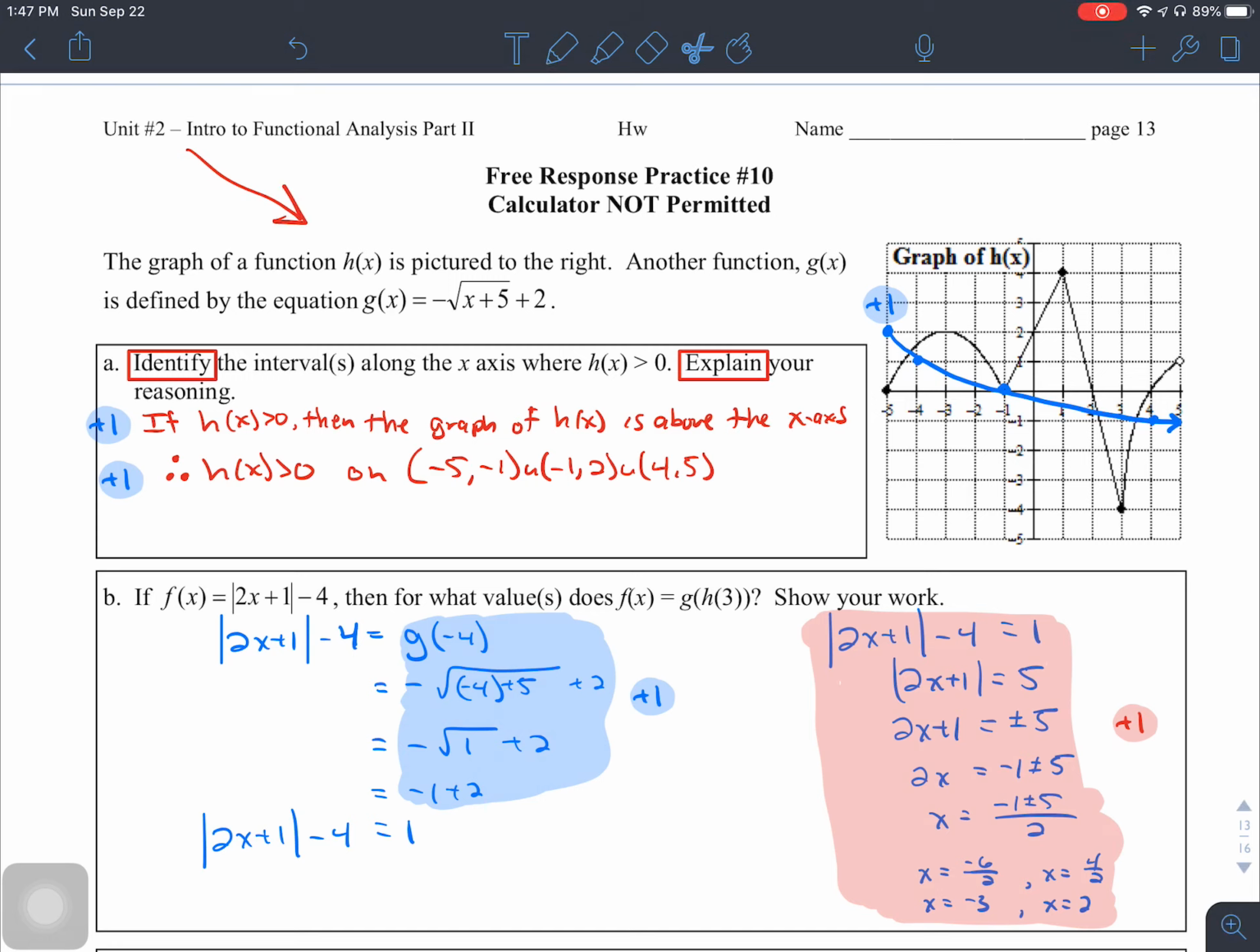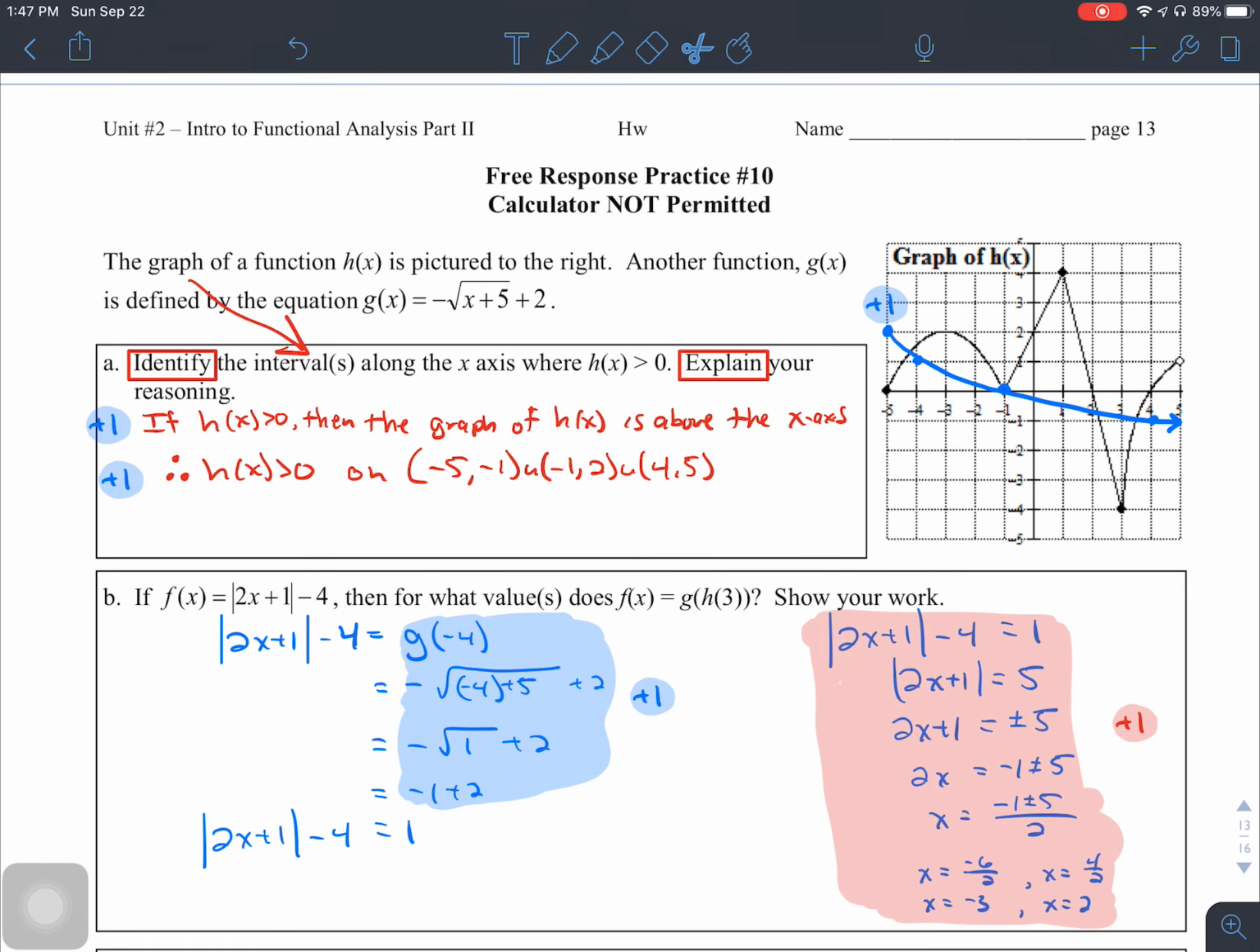Pre-AP Precalculus. Free response question number 10. We're in chapter 2 right now. You cannot use a calculator for this. The graph of the function h of x is pictured to the right. That is this black curve. Another function, g of x, is defined with this equation. So we got h here, we got g here.